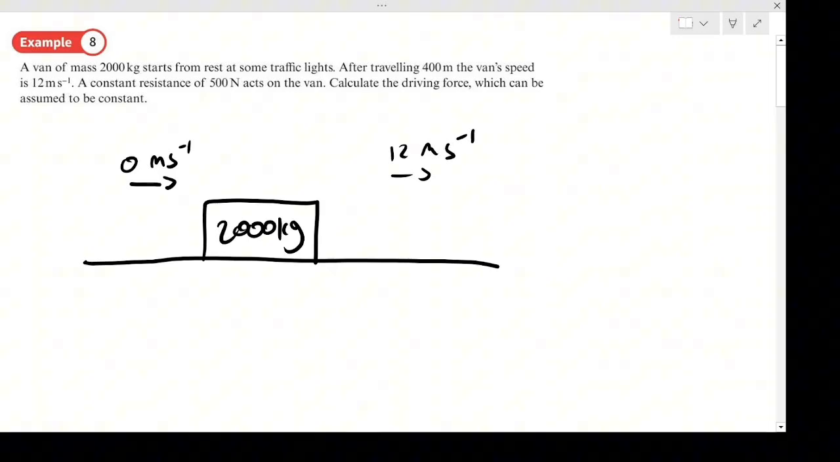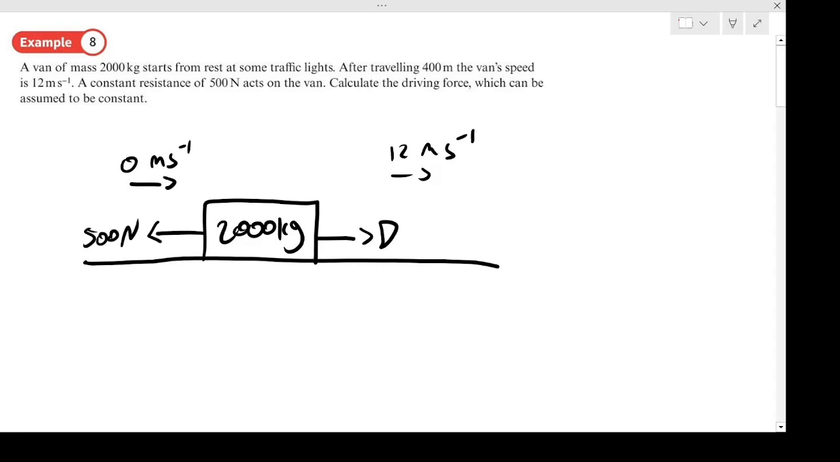Then as for the forces, well, I'm told there's going to be a driving force, so that's going to act forward, right? That's where my driving force is. And then there's going to be a resistance force which acts the other way, and so that's going to be 500 newtons, right? So hopefully happy with that. So it's kind of like friction, right? But that's my force there.